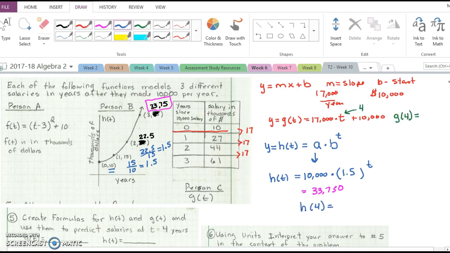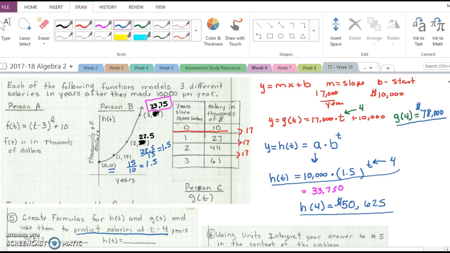So then you were asked to predict the salaries at 4 years for G and H. So G of 4 would just be plugging in 4 for T, and we'd have 17,000 times 4 plus 10,000 for a total of $78,000. And when we plug in 4 to H, we have H of 4 equals $50,625.